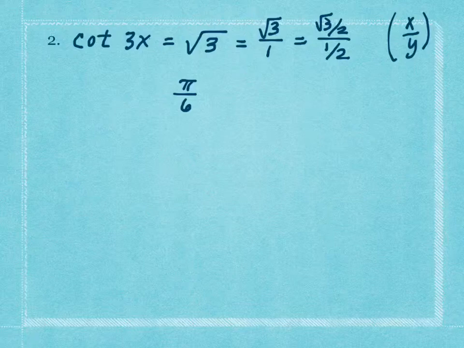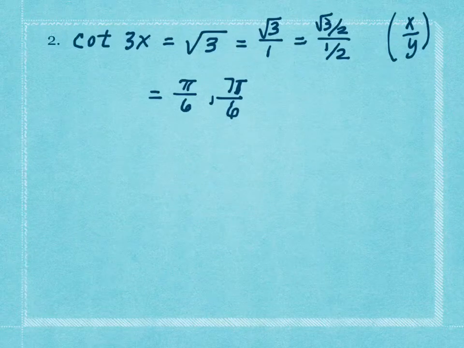But there's going to be one other location, right, within the unit circle. What other quadrant do we get where cotangent is positive? Quadrant 3. So what value in quadrant 3 gives me x over y, and I have square root of 3 over 2 and 1/2? It is 7 pi over 6. Now, all of this is going to equal the angle, but my angle is actually 3x, not just x, right?